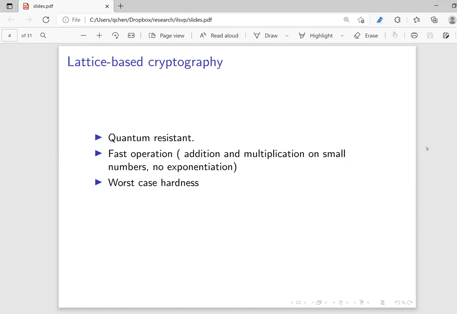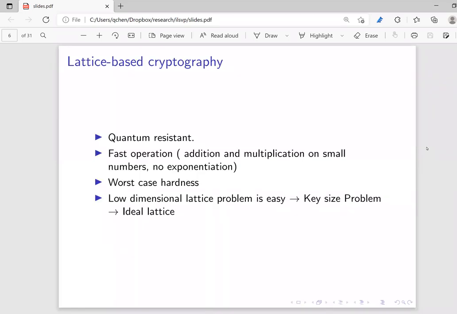And then it also has worst-case hardness. So this is very, very interesting, but it does have a problem, since high-dimensional lattice problems are usually easy. So this needs some key size consideration. That is why we want to use ideal lattices. So using ideal lattices hopefully can solve this key size problem.